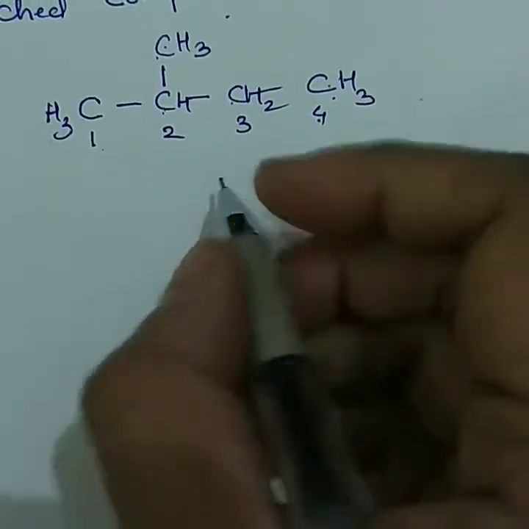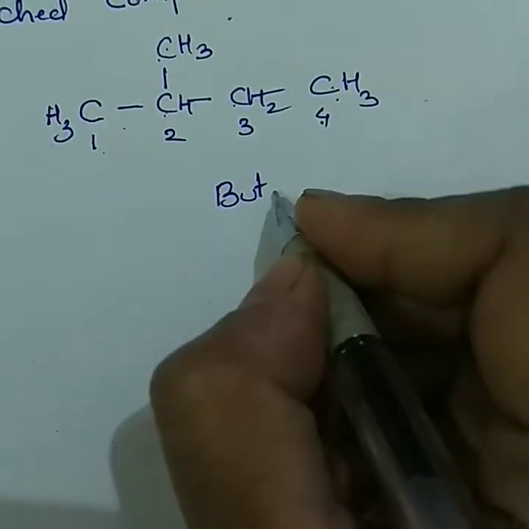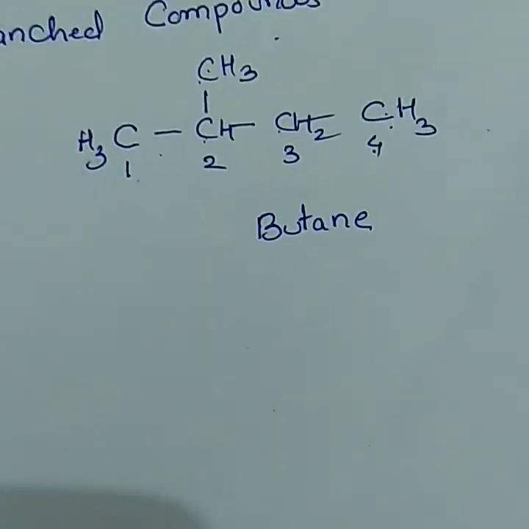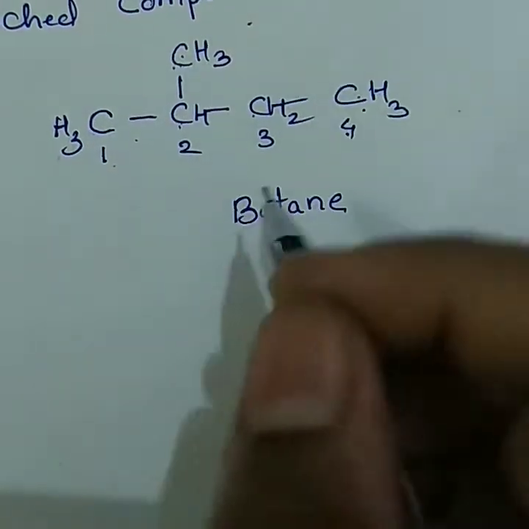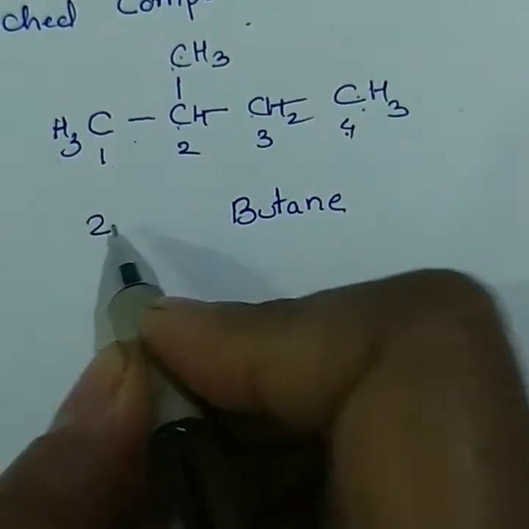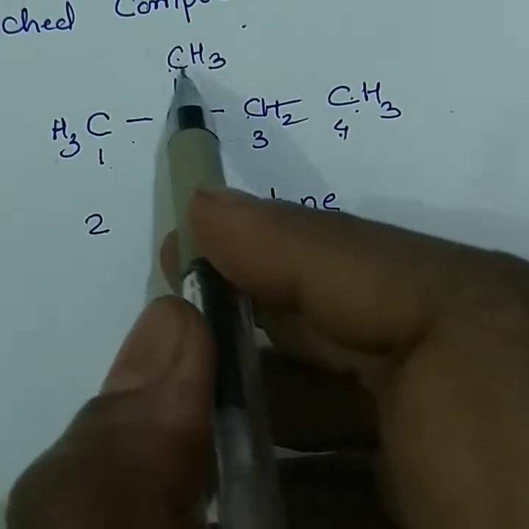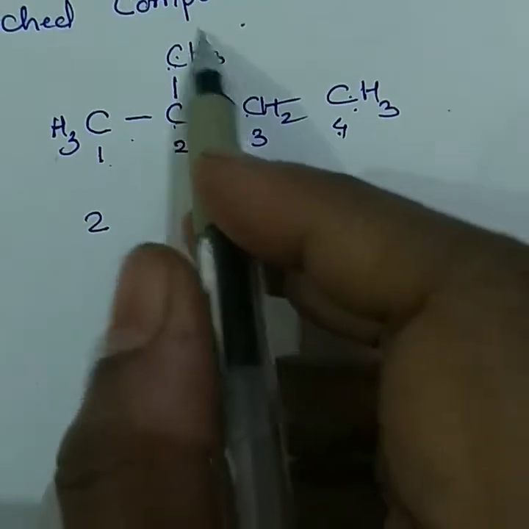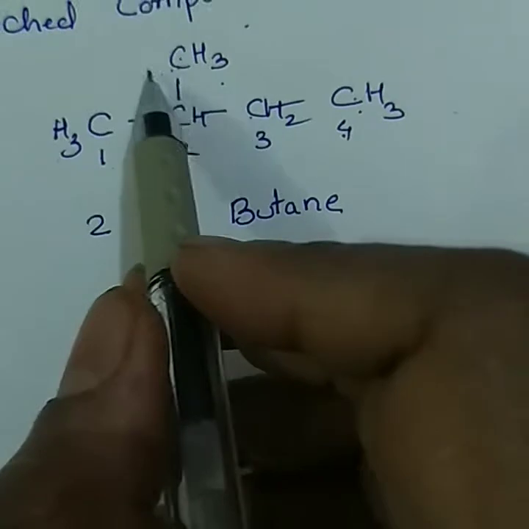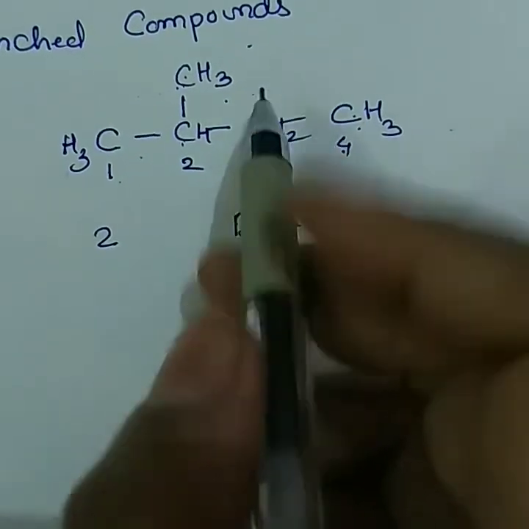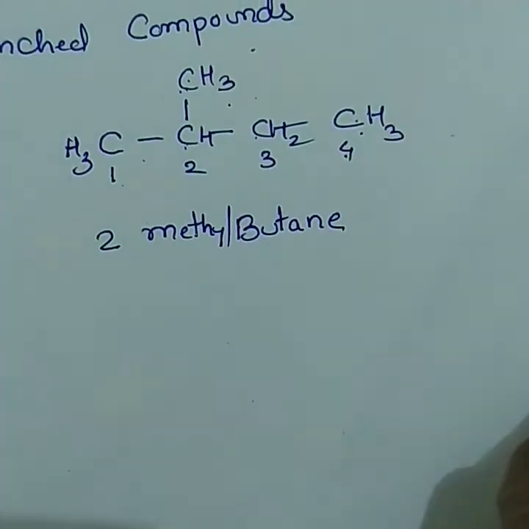Four carbons means but-. All the bonds between them are single, so -ane. The second carbon contains a CH3 group. If a CH3 group is present in the form of a branch, then we write its name as methyl. It belongs to the alkyl family. So the name of this compound is 2-methylbutane.